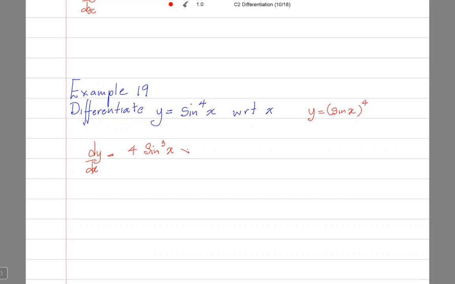Then we have to multiply by the differential of the inside function. The inside function is sine x. When you differentiate sine, you get cos. So it's cos x. And so our final answer is 4 sine cubed x cosine x. All right, it's that simple. Just two simple steps.